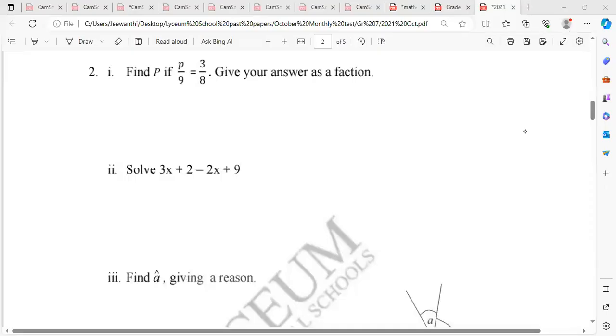Right. So then this is question number 2. And you want to give your answer as a fraction. Now, when you have two fractions like this, p over 9 equal to 3 over 8, we have a very popular method to do this, that is we call the cross multiplication.